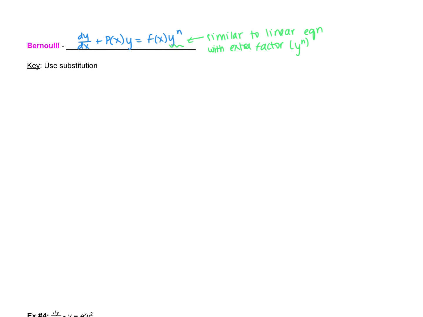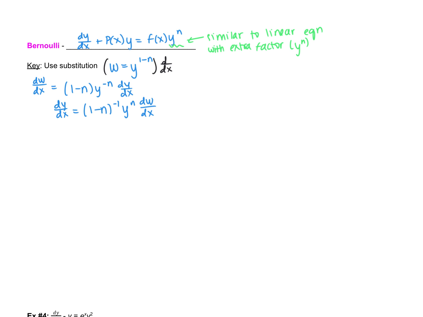And so again, the idea is that we're going to solve this using substitution. And what we're going to do is we are going to use the substitution w is equal to y to the 1 minus n. So we're going to go through the general derivation and then we'll look at an example. So first thing that we're going to do is we're going to differentiate with respect to x. So when we do that, we get dw dx is equal to (1 subtract n) y to the negative n dy dx, which gives us then dy dx is equal to (1 subtract n) to the negative 1 y to the n dw dx.